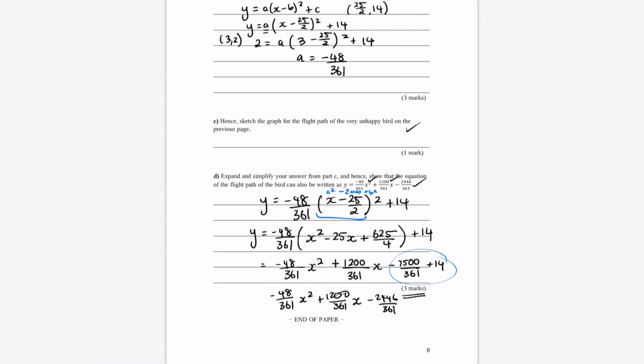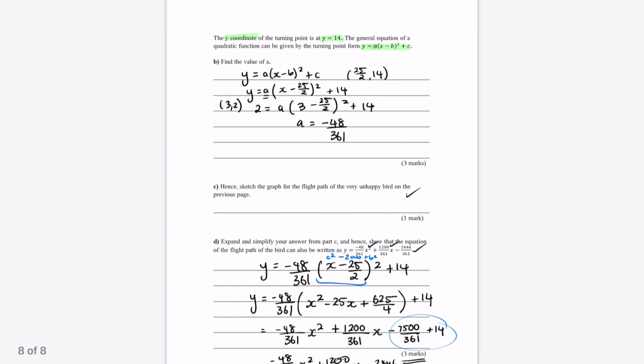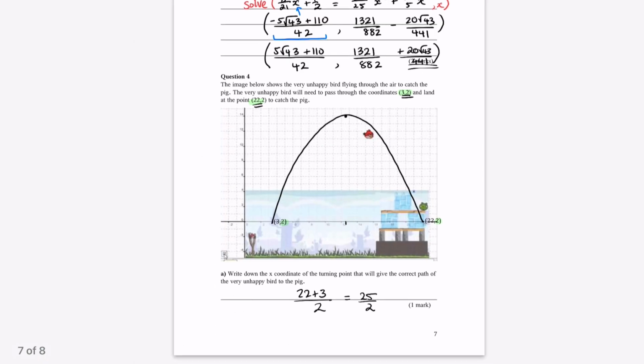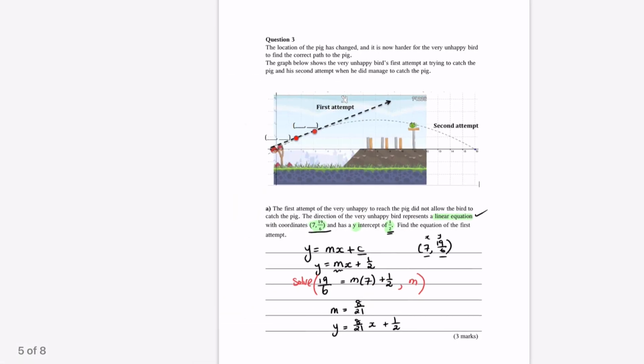Okay, that is the end of the paper. I know it's quite a long one, but hopefully you've gotten quite a bit out of it. Look at the marks, look at whether it's a show that, highlight as much as you possibly can, draw your diagrams, do what you need to do.